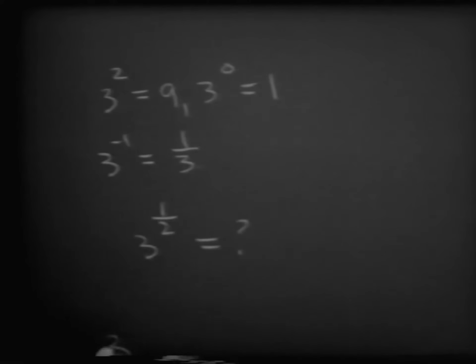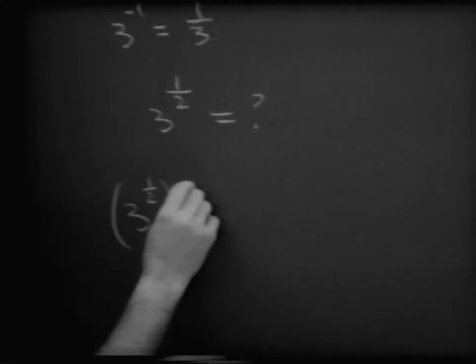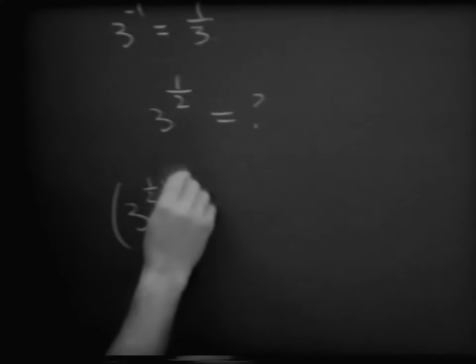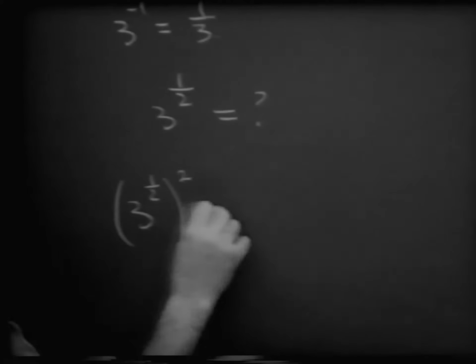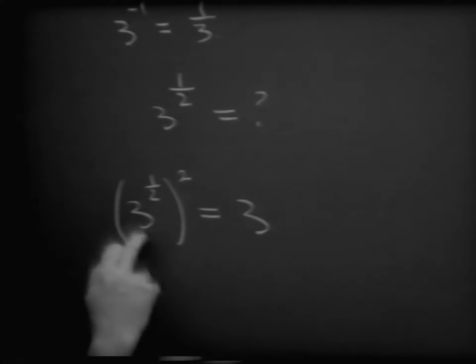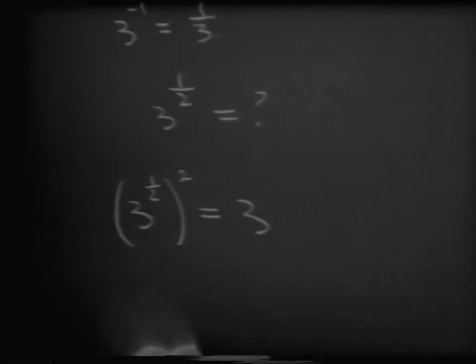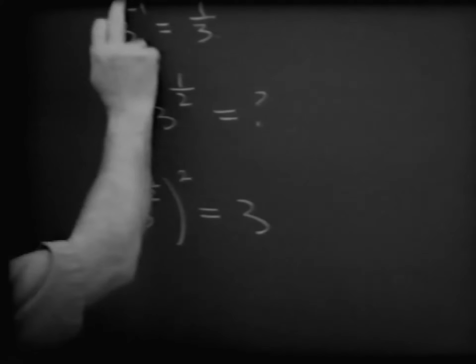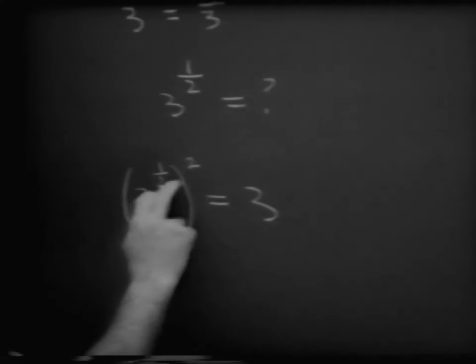Well, if we were to ask ourselves whether or not some of the basic properties that we have already been dealing with still hold true, let's take this number and square it, whatever it happens to be. Here we have 3 to the 1/2 power all squared. One of our properties that held true with respect to positive integers told us that we must do what there? We have here 3 to the 1/2 all squared.